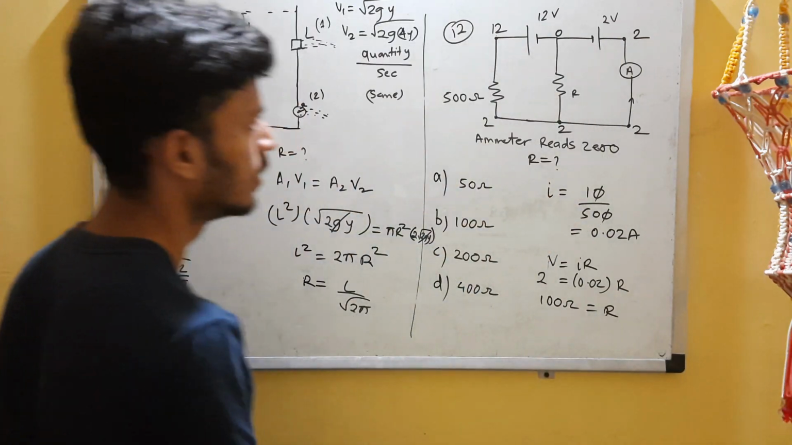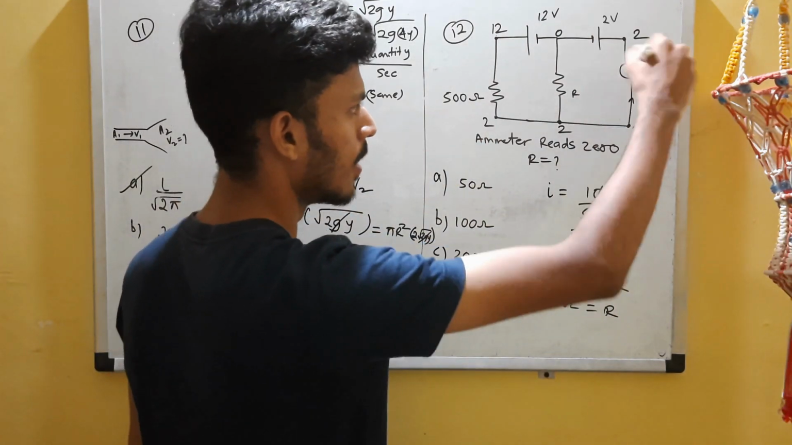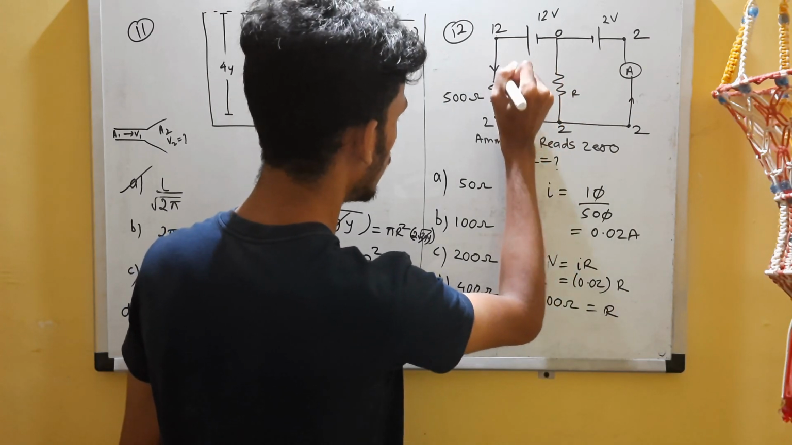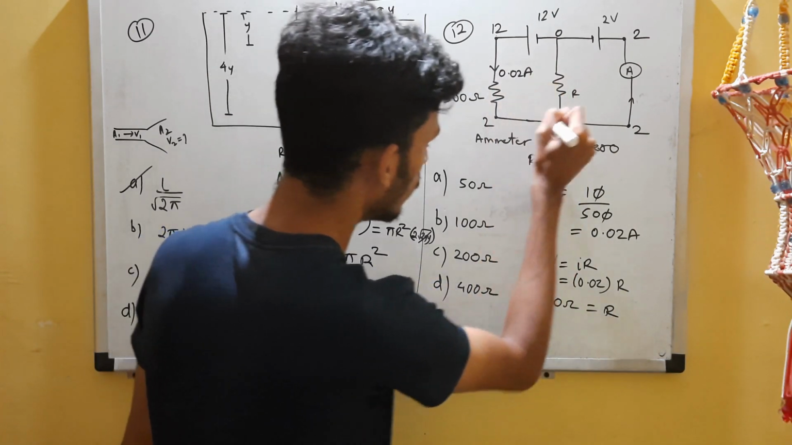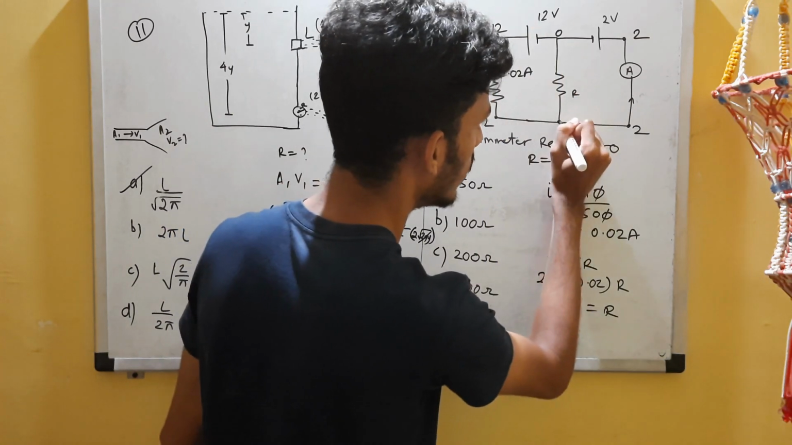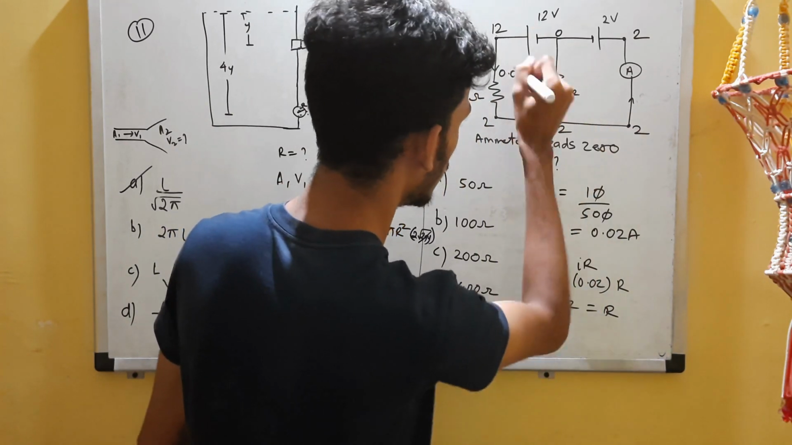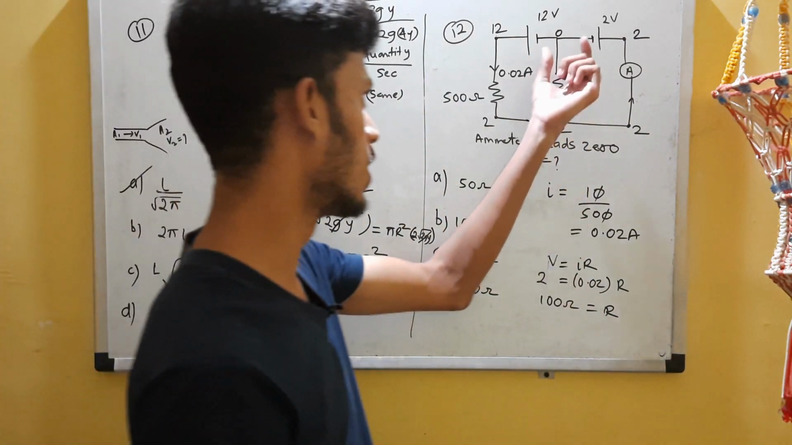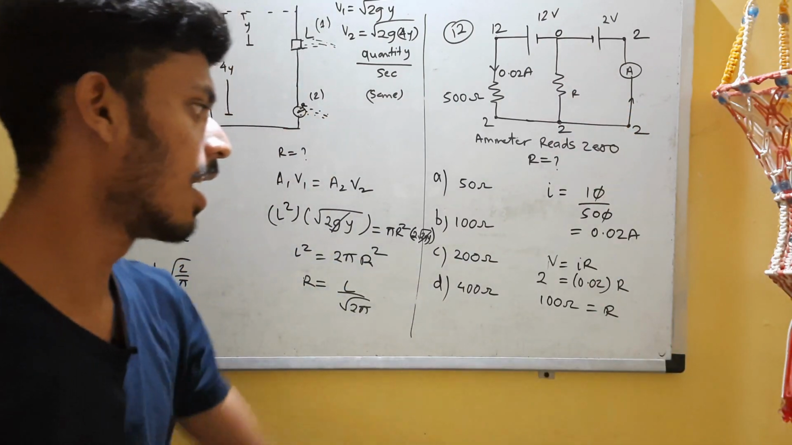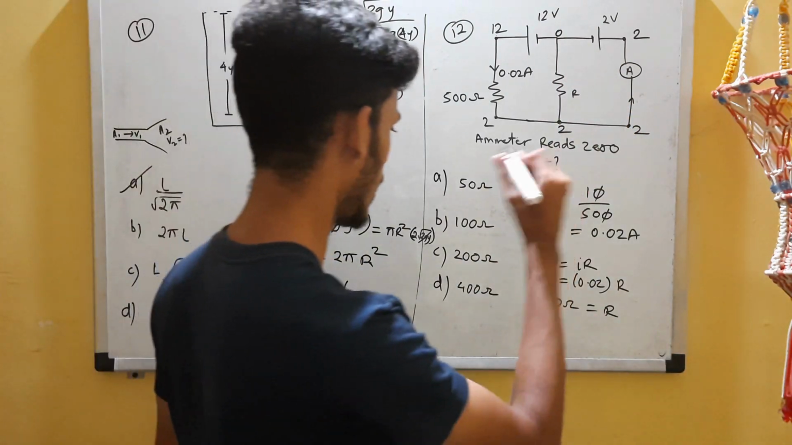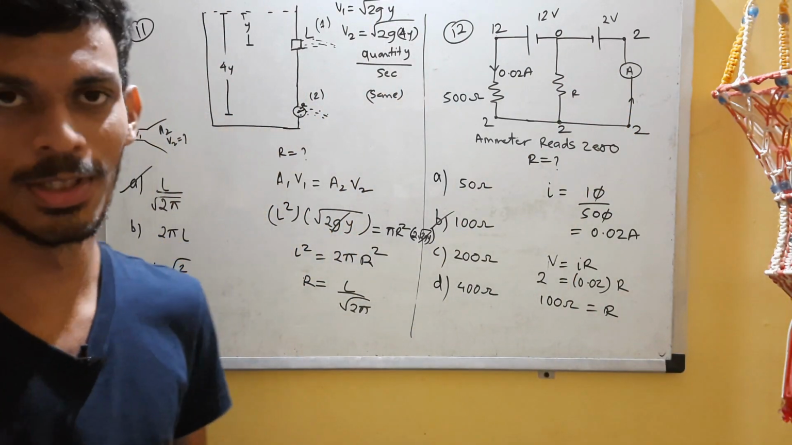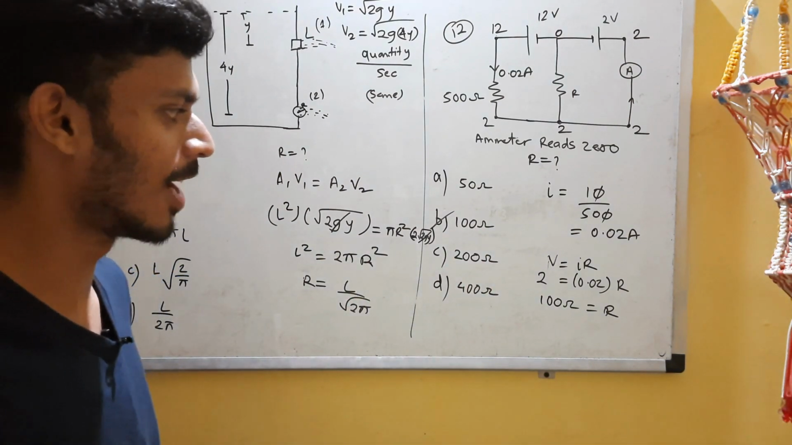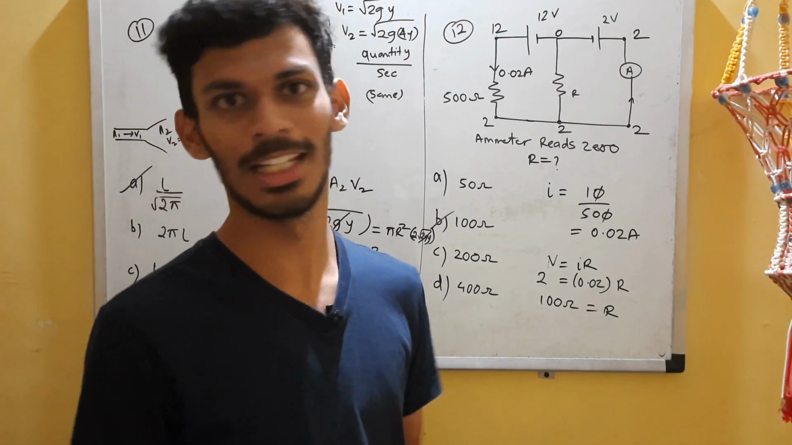Yes, no current is going in this branch, so the current is only flowing over here. The entire 0.02 is going through this. It's not splitting up at this junction, since the potential is the same, so it's going around this loop. Again use V equals IR on this resistor, and you'll have your answer, and that is B, 100 ohms. I hope that was logical and simple and you liked it. Let's move to the next set of questions.